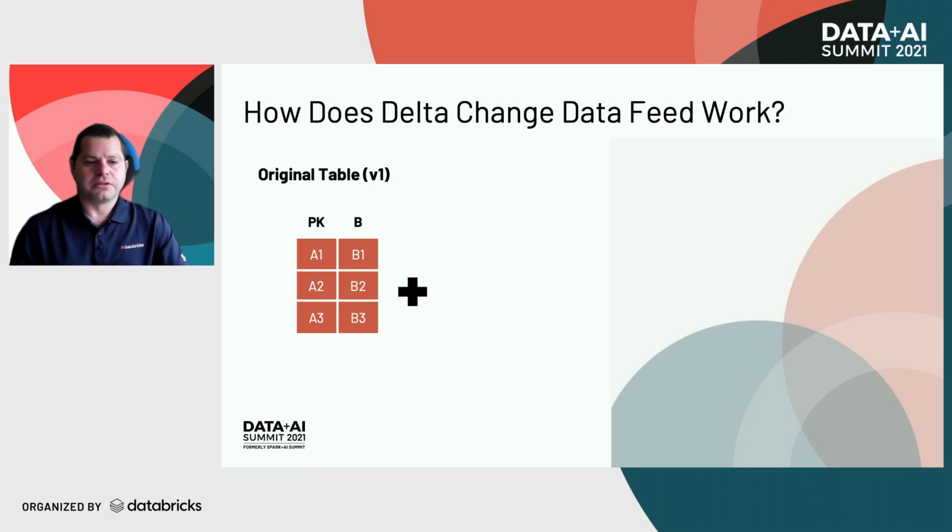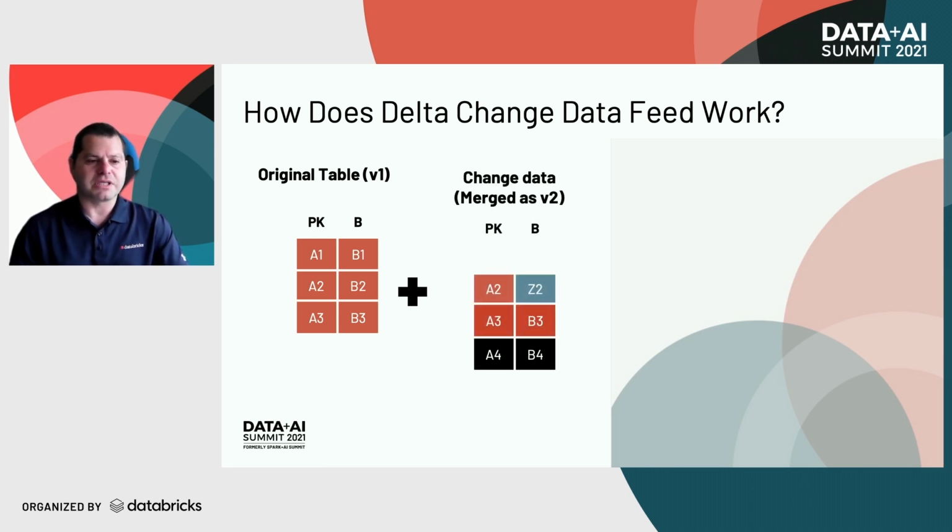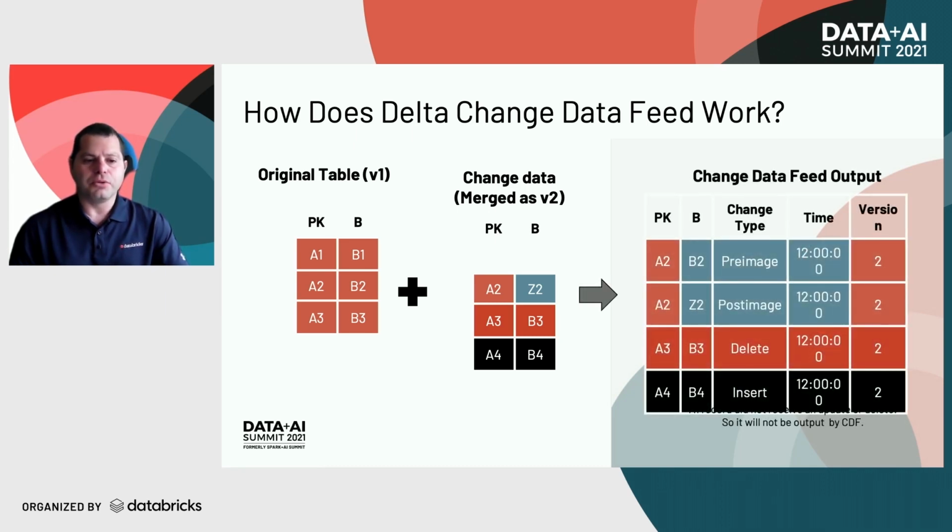How does it work? We're starting with the original table. We now have 3 records: A1 primary key, A2 primary key, and A3 primary key. We're adding a change data block. A2 is updated, B2 is now being changed to Z2, A3 is being deleted, and B4 is being inserted. The end state table will show you A1, A2 updated, and A4, and A3 will be deleted.